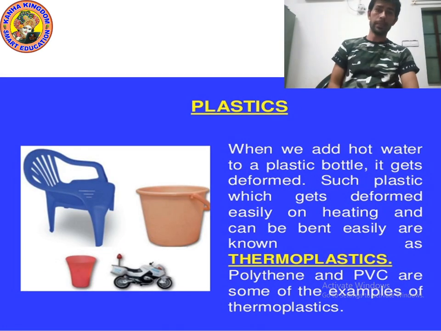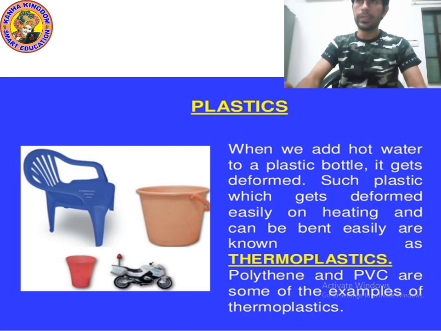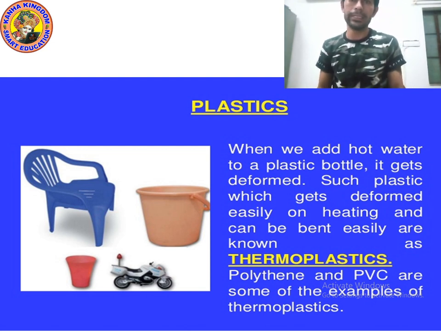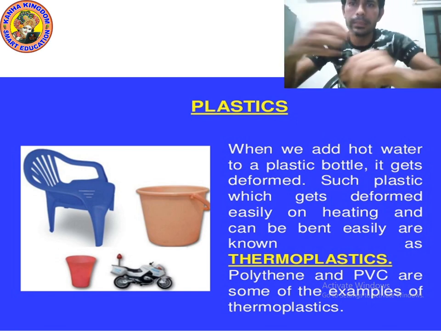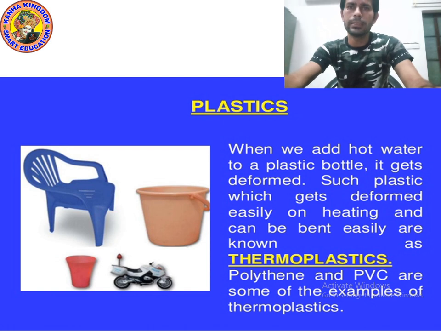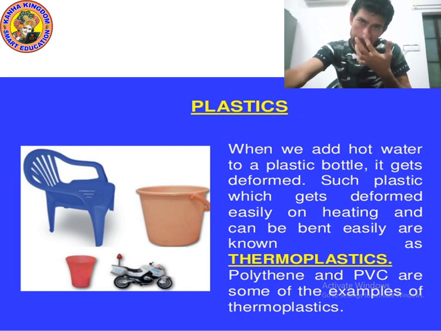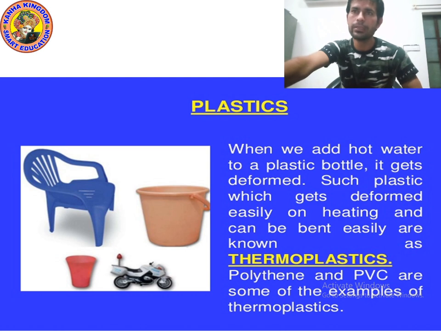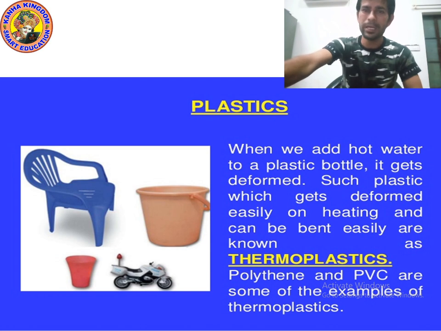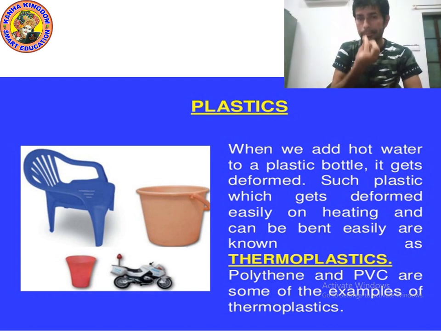Okay kids, next topic is the types of plastic. So there are two types of plastic: thermoplastic and thermosetting plastic. You can see some uses in the picture. You can see the chair, bucket, glass, bike. So plastic is used to make many things.